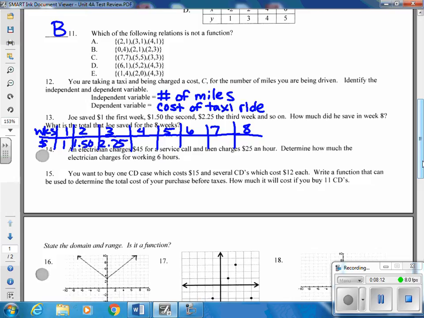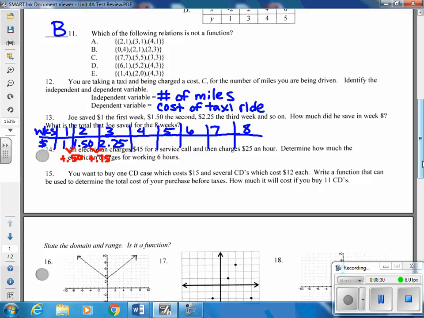All right, now here's where you've got to use your y values to figure out what the pattern is. If you look at it, you can see the pattern and then continue it. From $1 to $1.50 is plus 50 cents. From $1.50 to $2.25 is plus 75 cents. So we were going up by a quarter each time.